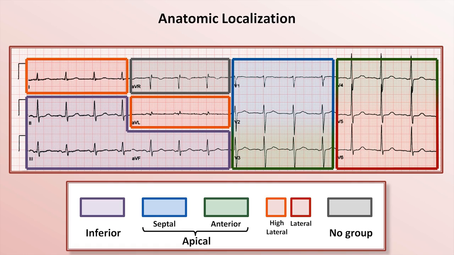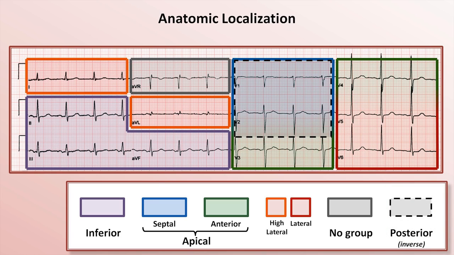V1 and V2, in addition to providing a view of the septum and occasionally the anterior and apical walls, can also provide a view of the posterior wall. However, the morphology of abnormalities in V1 and V2 from a posterior MI are the inverse of what you would typically expect, since the posterior wall is situated directly opposite from the direction of these leads. This will be discussed in more detail in part 2 of this video.